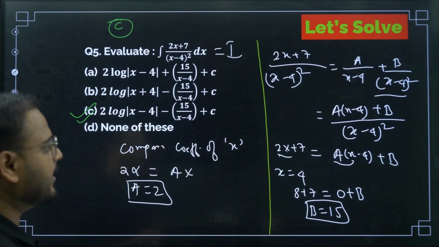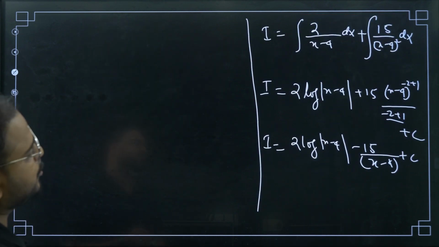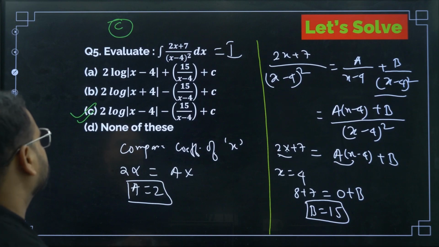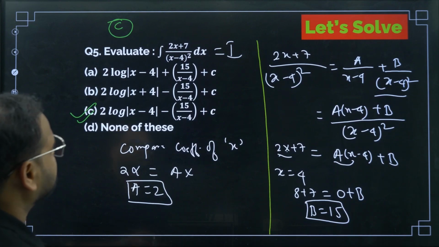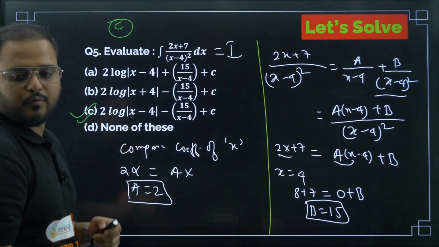Partial fraction over there. Okay. Moving on to integration. We got the answer to be 2 log x minus 4 minus 15 upon x minus 4. Okay. Alright. This is simple. Very, very simple. I can move on to the next problem.